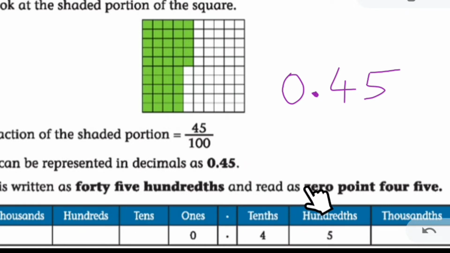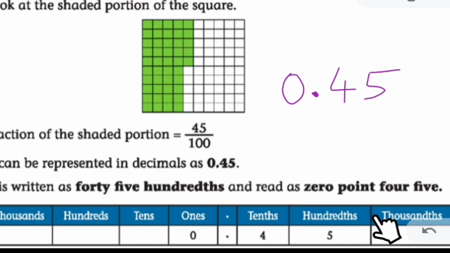And how can we read it? 0.45. Ma'am, why don't we read it as 45? You should not read 45. After the decimal point, in the decimal part, we should read each and every digit separately. So 0.45. This is the only correct method. How do we read it? Okay, next.